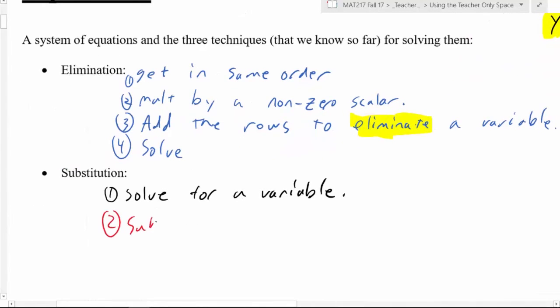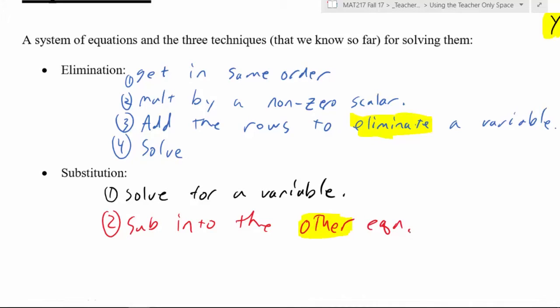Then step 2, sub into the other. That is key. Other equation. You can't substitute it back into yourself. You're not solving a system if you completely avoid the other equation. You have to use both of them or all of them. If there were 3 or 4, you got to use them all. Okay, then last but not least, once you substitute in, solve.